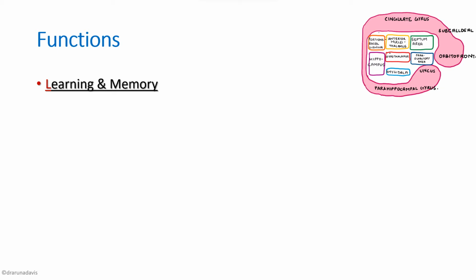How is the limbic system associated with learning and memory? Here the key player is actually the hippocampus. The hippocampus is involved in consolidation of memory. That means it consolidates short-term memory into long-term memory. Okay, and this occurs mainly by means of a circuit called the Papez circuit. So we'll see how that circuit goes.